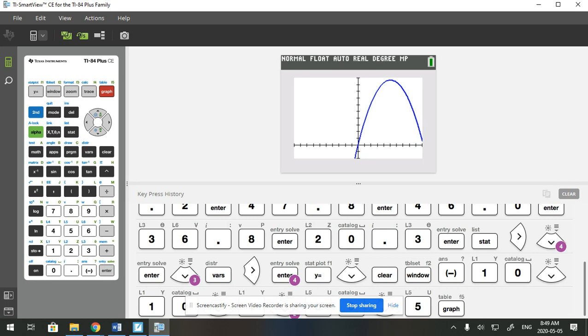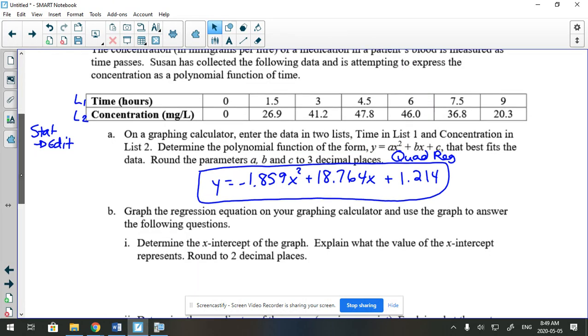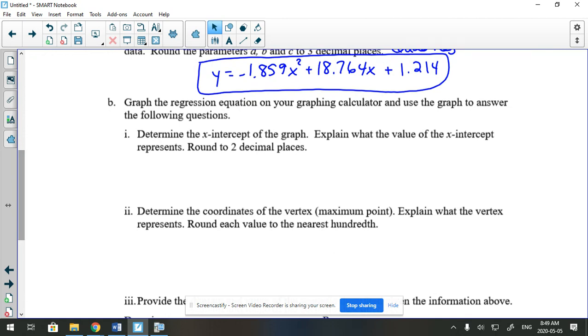So the first one says determine the x-intercept of the graph and explain what the value of the x-intercept represents, round to 2 decimal places. So when you want to find the x-intercept, it's where the graph touches the x-axis. So in other words, when you go into your calc menu, there's a function called 0 that you can click, and that'll tell you your x-intercepts.